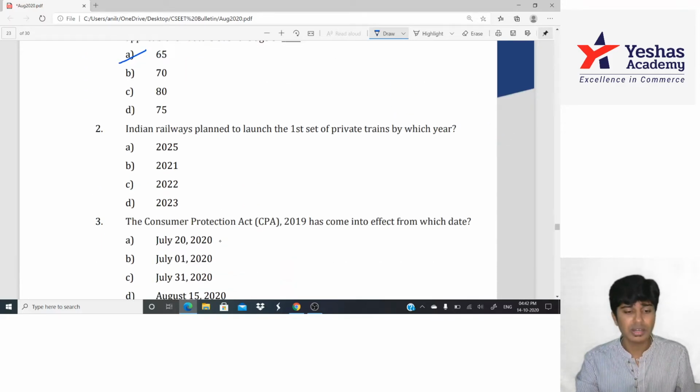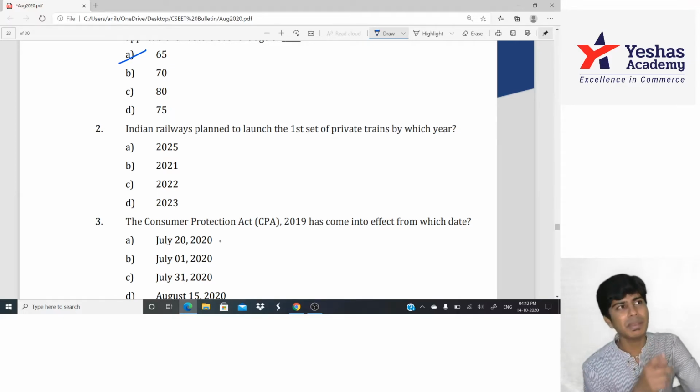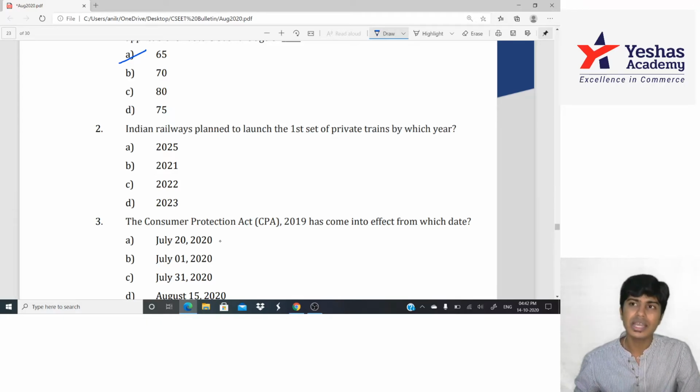Next one. Recently we saw this one, PPP, right? The Indian Railways PPP plan. What exactly is the PPP plan? The other day Piyush Goyal ji, the Minister for Railways, came out with this announcement. Public-private partnership plan. Till now, the entire Indian Railways was under government control, under the union government, central ministry. But now they're allowing private partnership into Indian Railways.